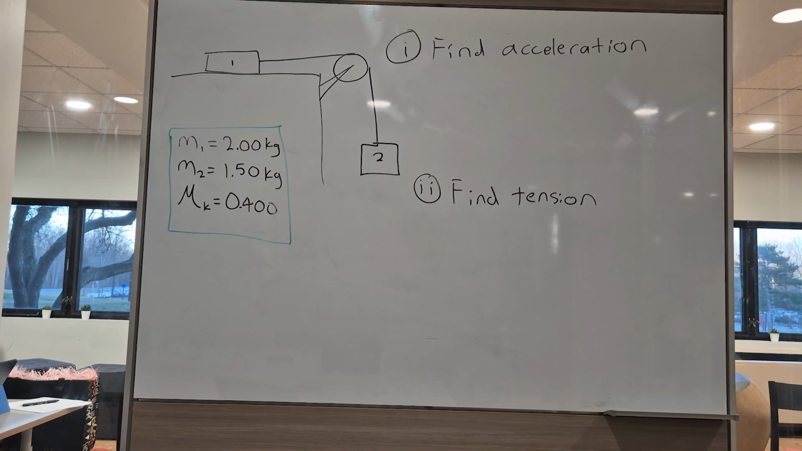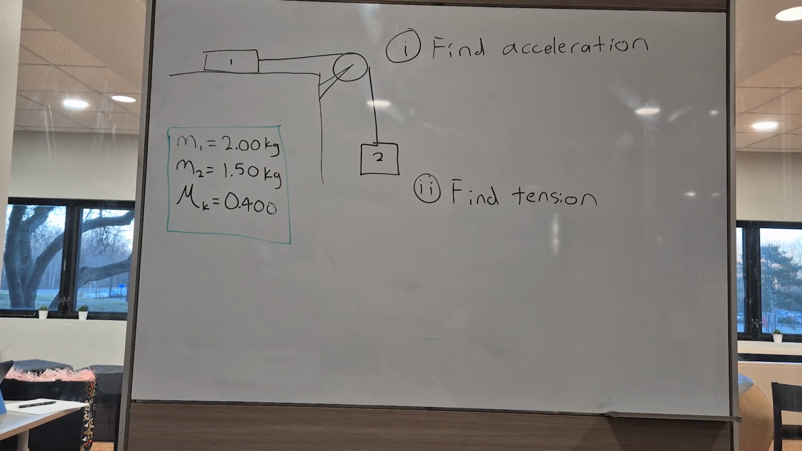Okay, so we're given two blocks. One of them is on a surface and one of them is suspended. And you can see our masses over there: block 1, which is M1, is 2 kilograms. Our mass 2, which is block 2, is 1.5 kilograms. And our coefficient of friction, which is acting on block 1, is 0.400.